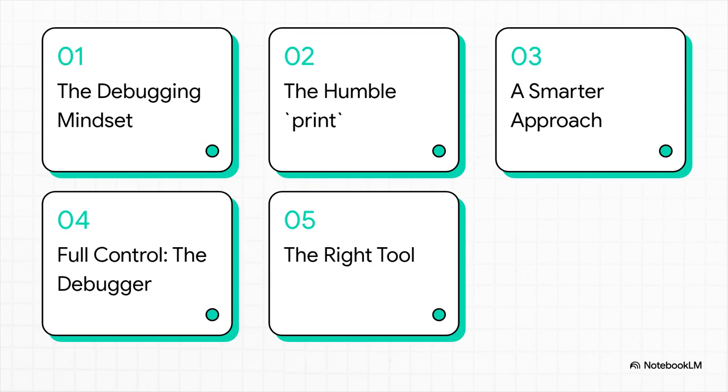So here's our game plan. We're going to go on a little debugging journey. We'll start with getting into the right mindset. Then, we'll look at our old friend, the humble print statement, and talk about where it falls short. After that, we're going to level up with some much smarter tools, and we'll wrap up by learning the real art, knowing which tool to grab for any kind of bug.